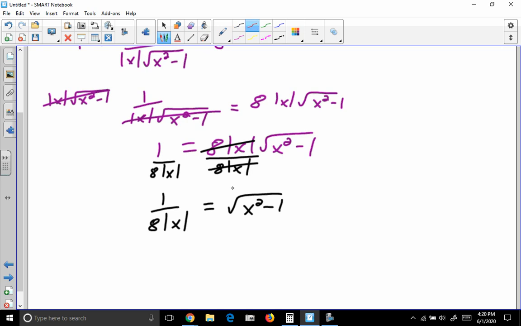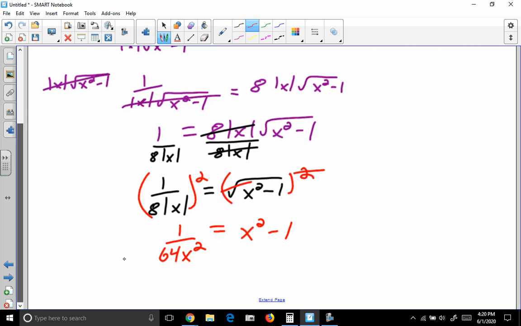So if we want to make the square root go away, we square the left and we square the right. So those cancel, so that gives us x squared minus 1. On the other side, when we have a fraction, we square the numerator and square the denominator. So 8 squared is 64. If x is positive, when we square it, it will be positive. If x is negative, when we square it, it will be positive. So we can drop the absolute value and call that x squared. That's going to be positive regardless of whether x is positive or negative. So we don't have to have that absolute value.